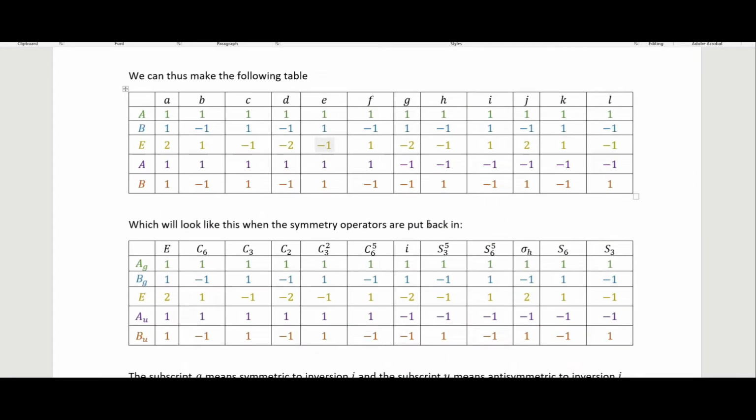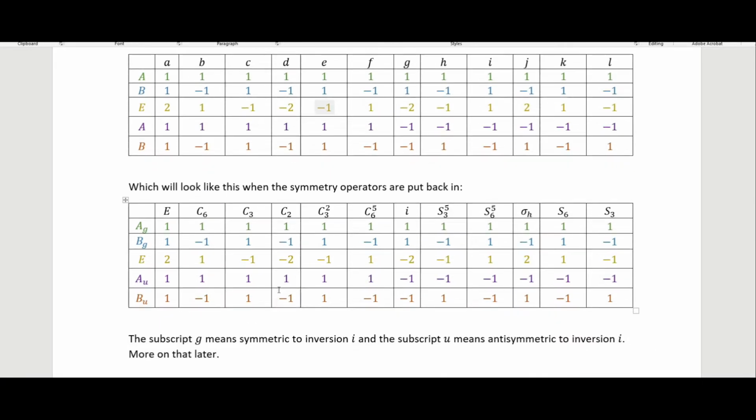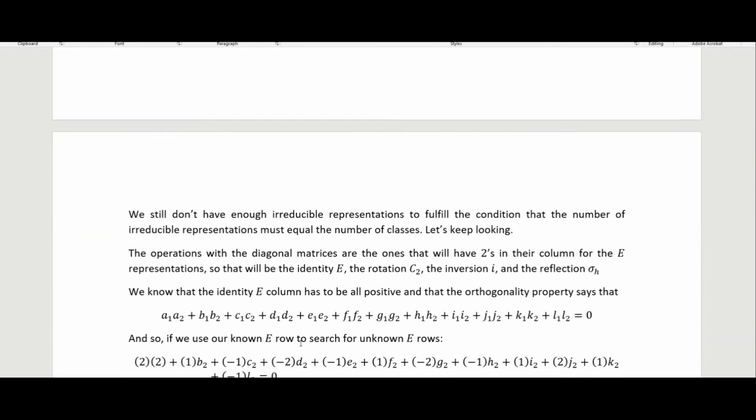And if we look at it with our symmetry operators put back in for these A through L here, we get a table that looks like this. So you'll notice I put these subscript g's and subscript u's here. For now, just know that g means that it is symmetric with inversion. So these two numbers here, the g subscripts, mean it's symmetric with that. The u means it is anti-symmetric with that. And so I'll talk a little bit more about that later.